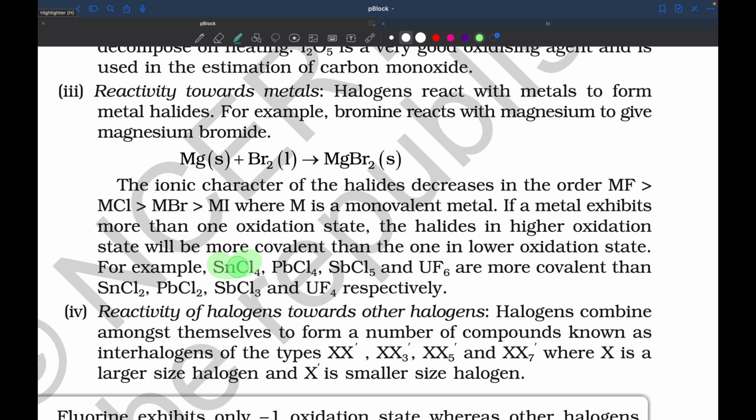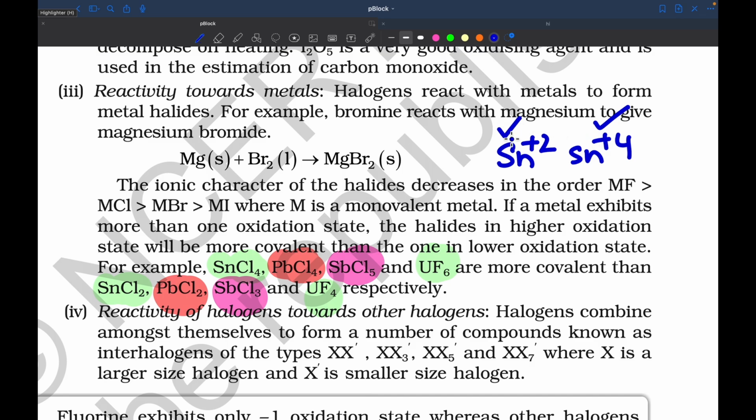How do you compare? SnCl4 is compared with SnCl2, right? So PbCl4 is compared with PbCl2, and SbCl5 is compared with SbCl3, and UF6 is compared with UF4. So the higher oxidation numbers are highly covalent in character. Again Fazan rules ikkada apply ayyedi chudandi. If you are given Sn+2, Sn+4, which one forms more covalent? So higher oxidation number, more covalent character; lower oxidation number, more ionic character. That's what he said, right?